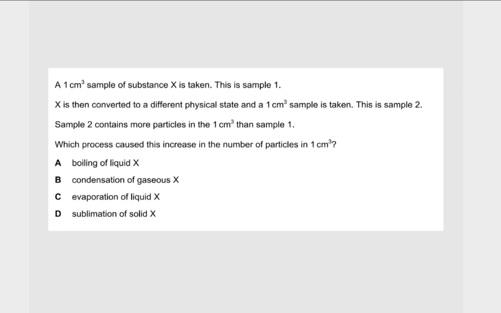A 1 cm cube sample of substance X is taken. This is sample 1. X is then converted into a different physical state and a 1 cm cube is taken. This is sample 2. Sample 2 contains more particles in the 1 cm cube. Alright, so this must be the reverse process, the energy releasing process. Which process caused this increase in the number of particles in the 1 cm cube? Boiling will decrease it, condensation will increase it, evaporation will decrease it, sublimation will decrease it. So it has to be B.